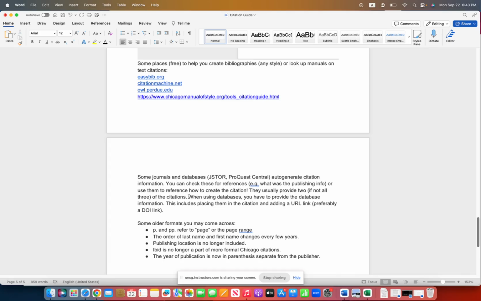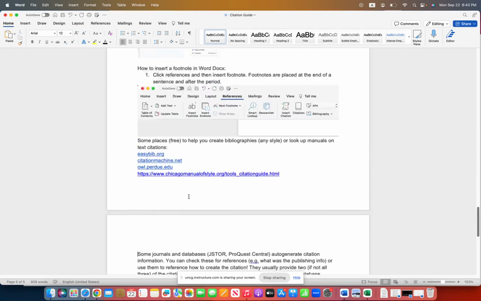You also always have to include the database information because they're considered part of copyright through their services. So that usually goes right before your access date. So double check what they put into their citations on where to put it. And then you can place them in the citation and add a URL link. It's really important that you use a DOI link, which is a shortened form of the link that'll still take you there. And they'll provide that in the menu.